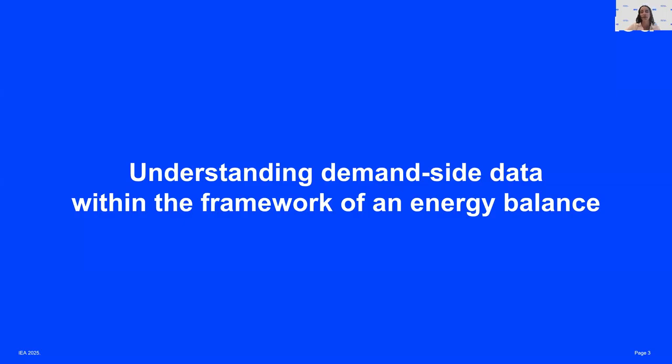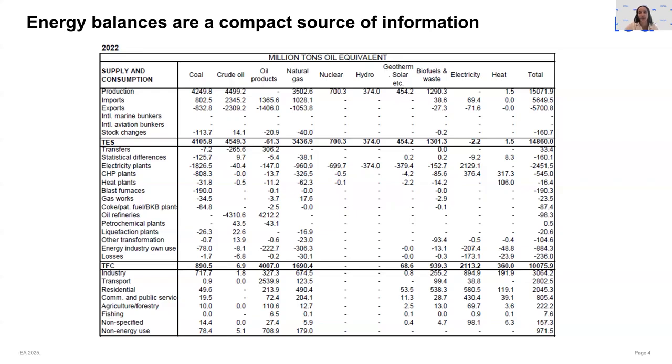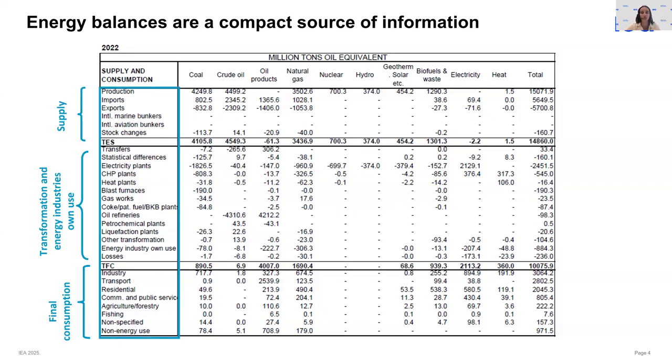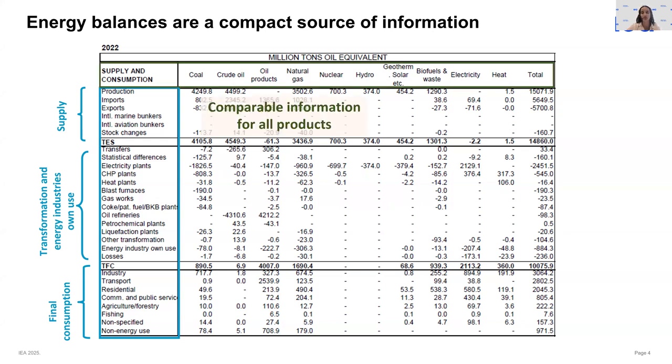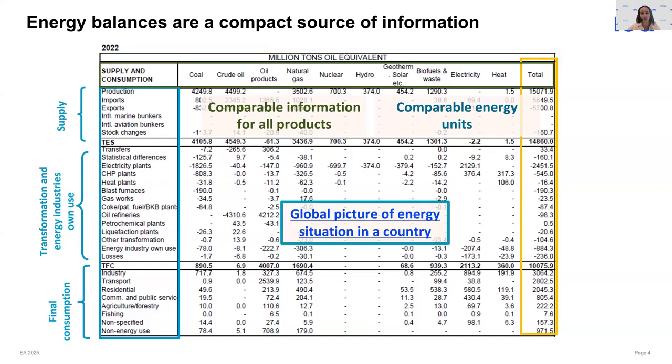Let's start with the understanding of demand data within the framework of an energy balance. As you may know, a country's detailed data can be presented in an energy balance, a matrix that displays flows and products and is divided into three sections: supply, transformation, and final consumption. In the columns, we have the sources of energy, and in the rows, we have the origins and uses. Only in an energy balance can you compare products since they are all reported with the same energy unit. This format allows an easy comparison of the contribution each fuel makes to the economy and their interrelationships through the conversion of one fuel into another.